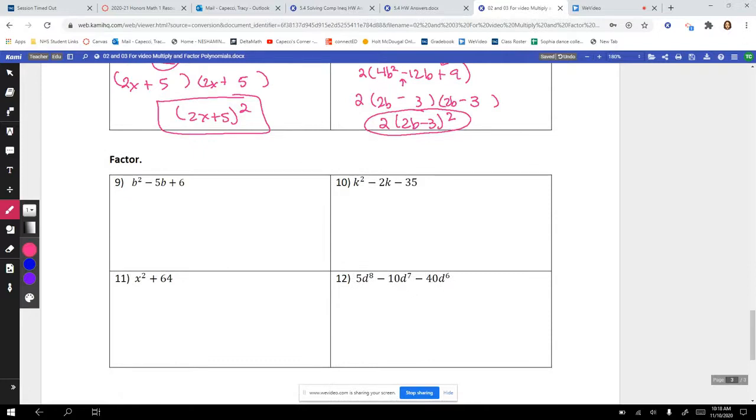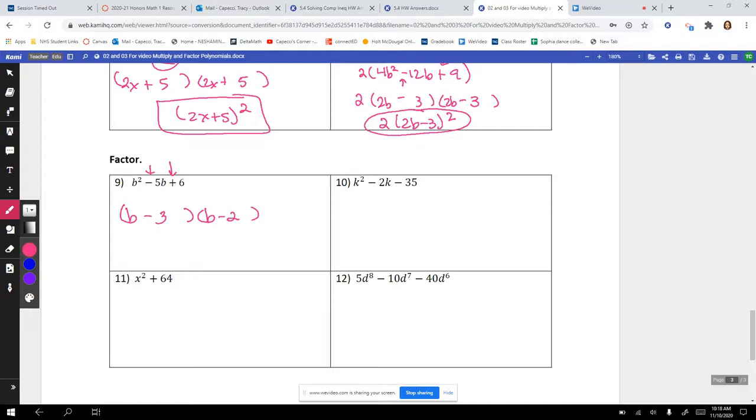All right, so let's just practice some factoring. Again, if you want to pause the video, try them, and then you could even fast forward and look at the answers. That's up to you. Okay, so again, in number 9, I don't have a greatest common factor. I have b and b. Signs are the same. They're both negative. So I'm going to use 3 and 2.